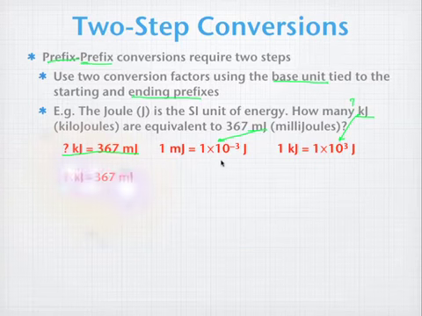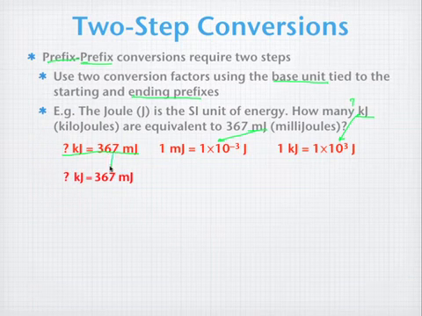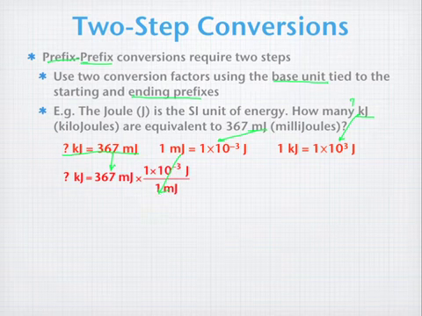So set up our conversion. We're going to do the conventional conversion method. 367 millijoules. The millijoules goes into the denominator in the conversion factor. So 1 millijoule in the denominator cancels out. 1 times 10 to the negative 3 joules in the numerator. Now if we stopped here, we would have units of joules, but we want kilojoules.